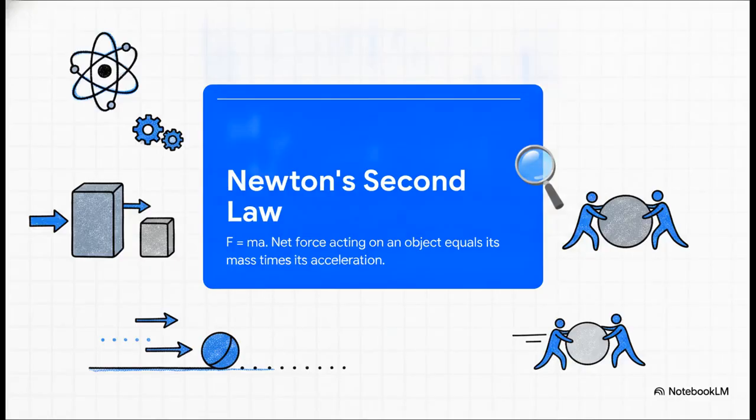Moving from scientific thought over to physical laws, we hit our very first building block of physical motion, Newton's second law. You've probably seen this famous equation, F equals ma. Net force equals mass times acceleration. Put simply, if an object is accelerating, there is absolutely a net force acting on it. And logically, you're going to need a much greater force to accelerate a larger mass than a smaller one.